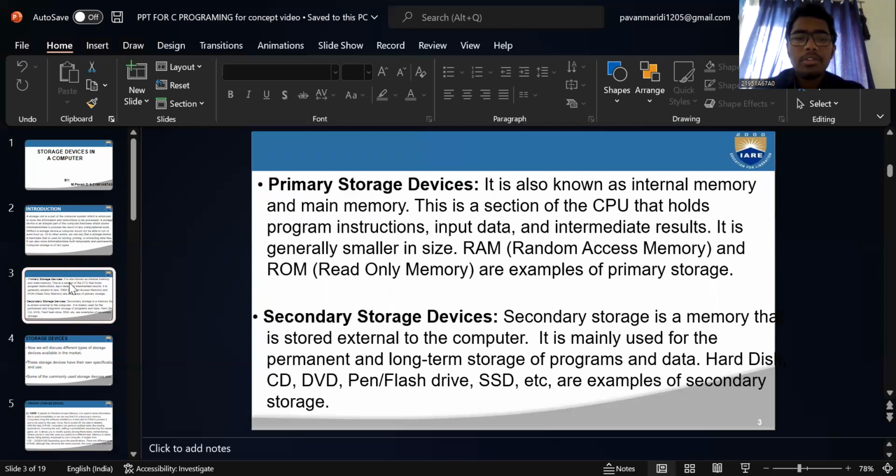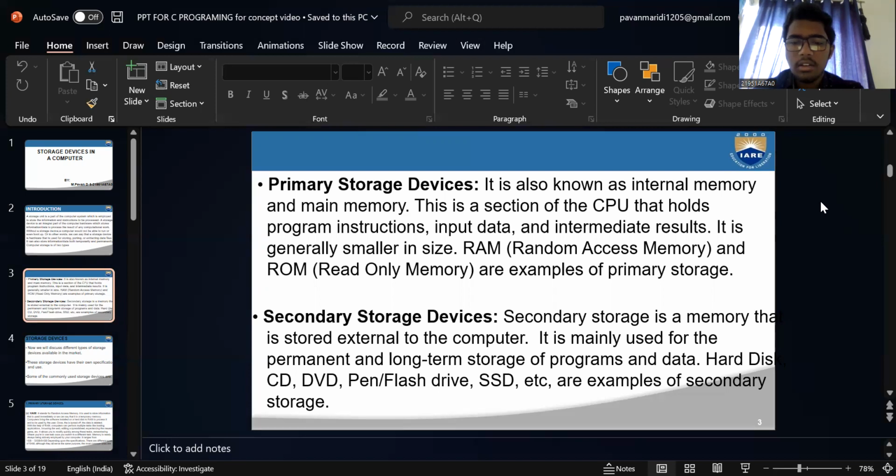The first one is the primary storage device. It is also known as internal memory and main memory. This is the section of the CPU that holds program instructions, input data, and intermediate results. It is generally smaller in size. It is known as RAM and ROM. RAM means random access memory and ROM means read-only memory, and they are examples of primary storage. In primary storage, we can find two things, RAM and ROM. We will learn about these later on.